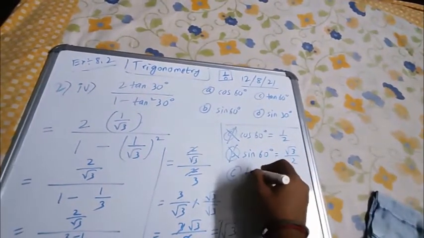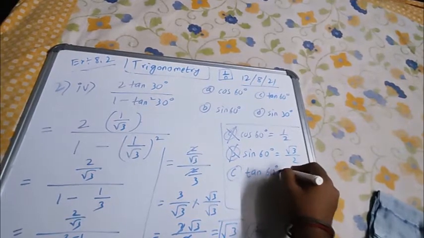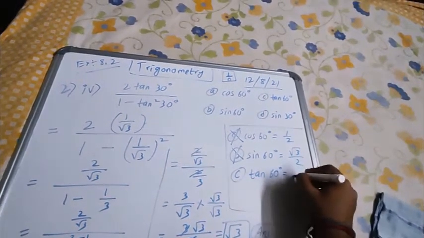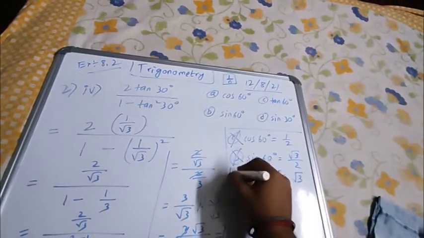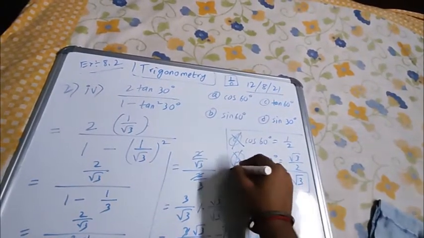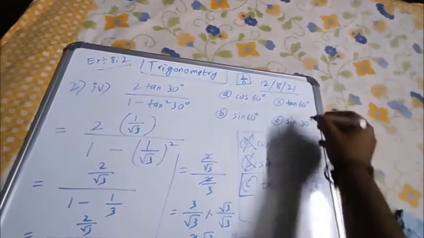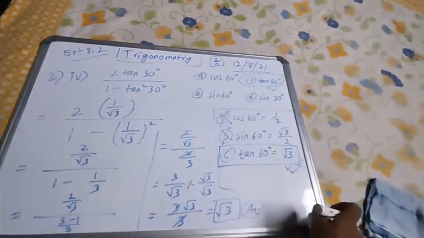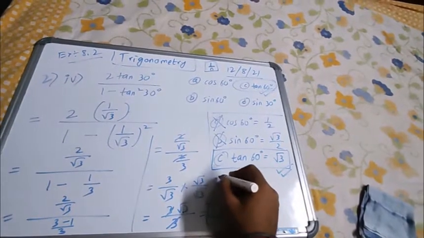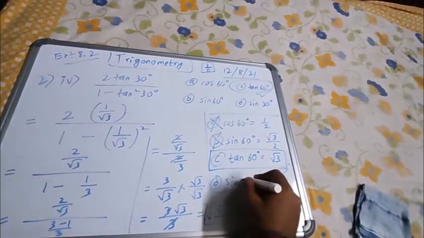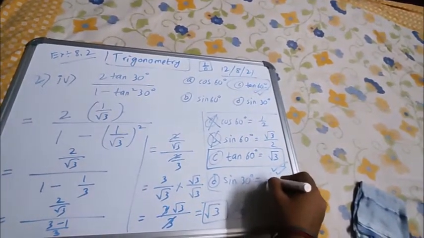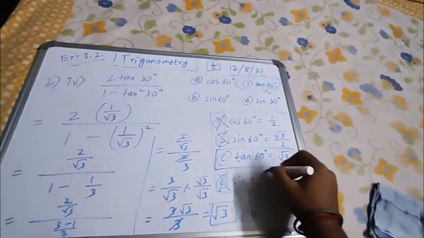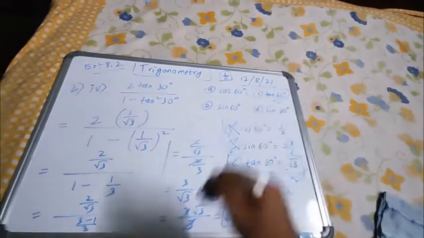Option C is tan 60 degree. Now tan 60 degree, we know the value is root 3. Yes, this is our answer. Option C is our answer. For the sake of simplicity, you can also check option D, sin 30 degree. The value is half actually. Not matching, rejected. So the only option is tan 60 degree. Option C will be your answer.